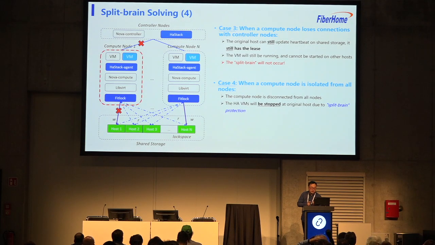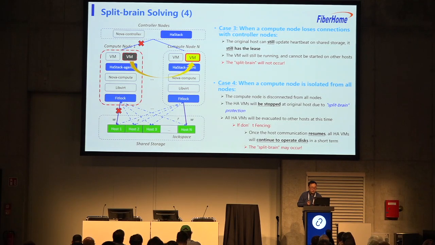And the last case resembles an isolated island. When the computer node is disconnected from all nodes, that means all heartbeat and the fencing event cannot be passed outside. So in our solution, due to split brain protection, the HA VMs will be stopped at the original host by HStack agent.